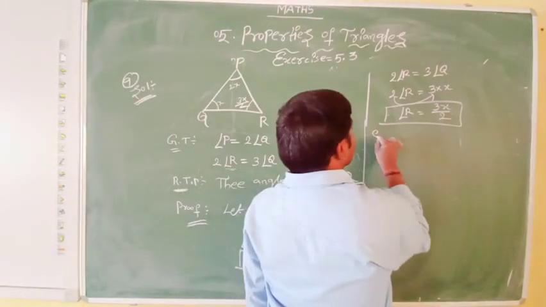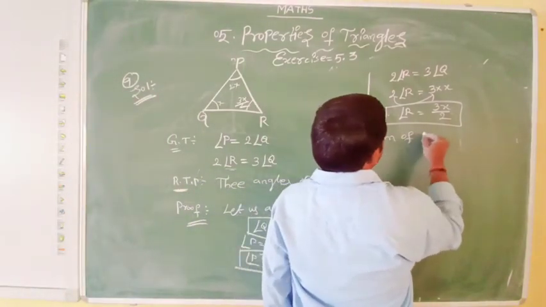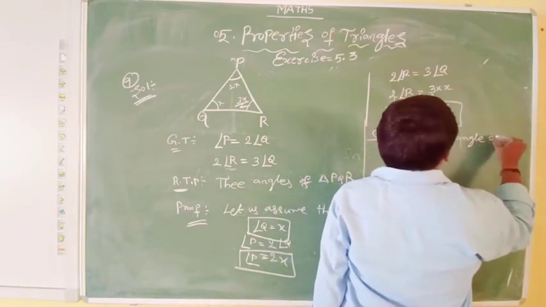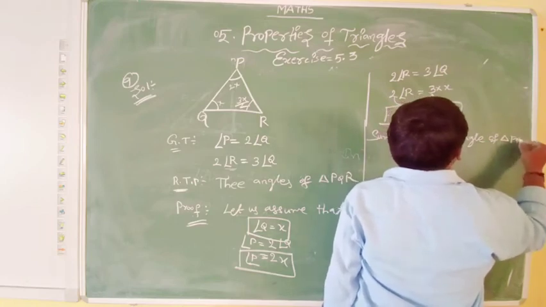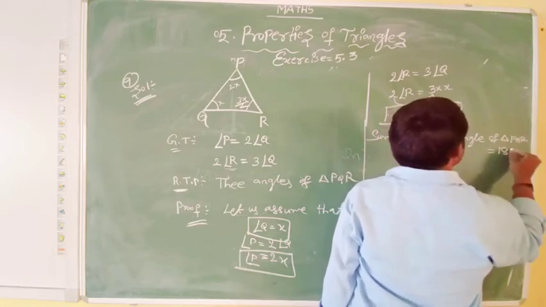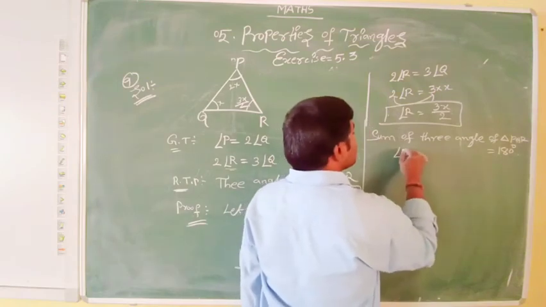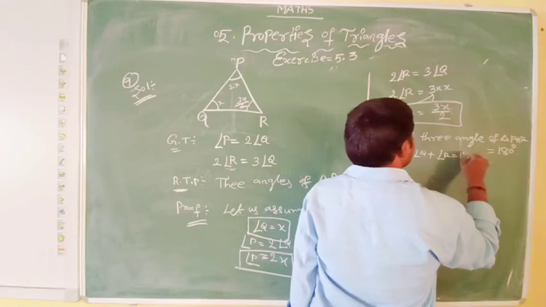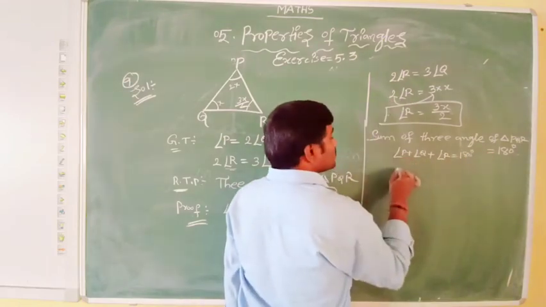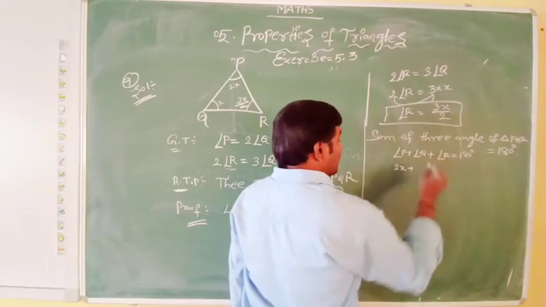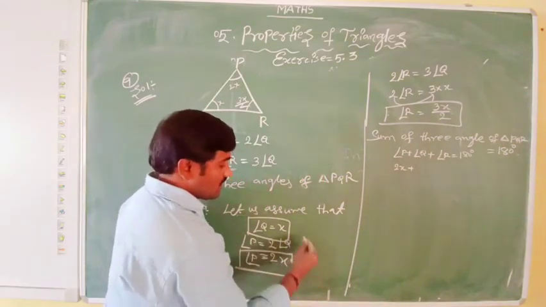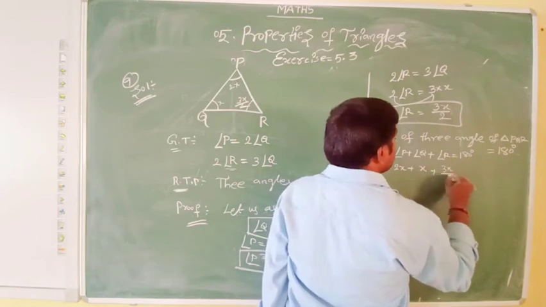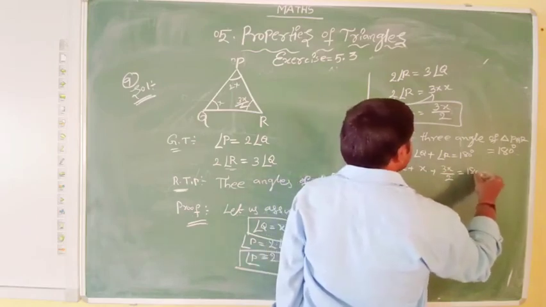The sum of the 3 angles of triangle PQR is equal to 180 degrees. So let us write the angles: angle P plus angle Q plus angle R equals 180 degrees. Angle P is 2x, angle Q is x, angle R is 3x by 2, that equals 180 degrees.